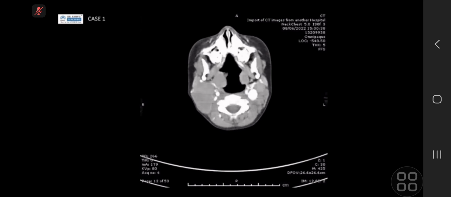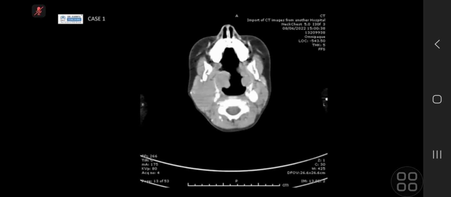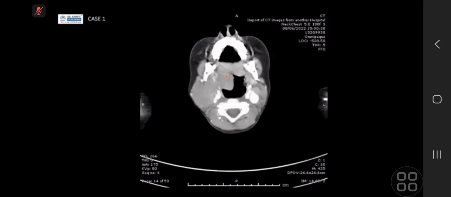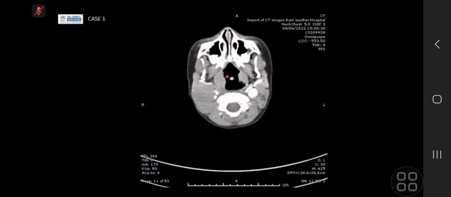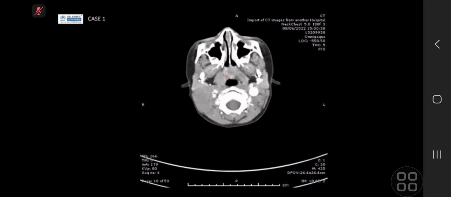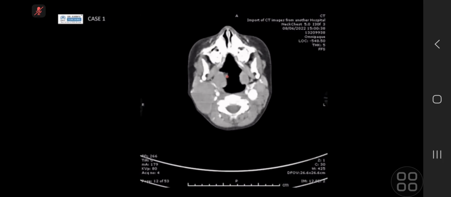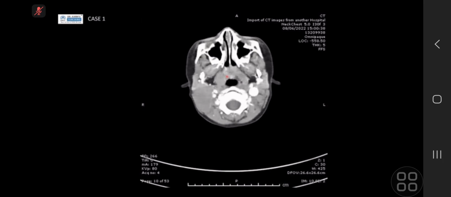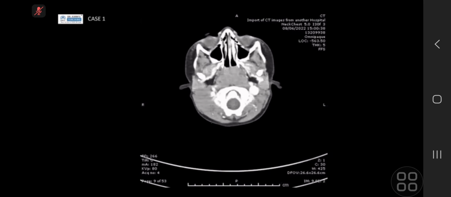Okay. So you said splaying. I'm not that convinced it's splayed, more that there's mass effect. It's not in between the vessels, the carotid vessels. And because it's a head and neck region, we see a mass there. Okay, let's see what the diagnosis is, I think.